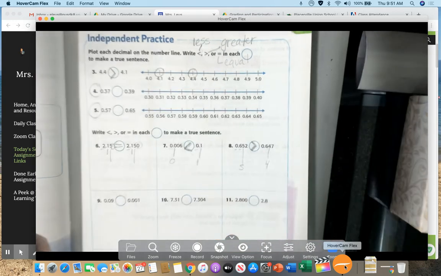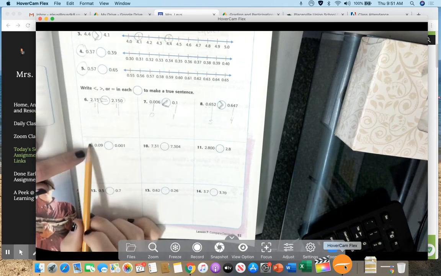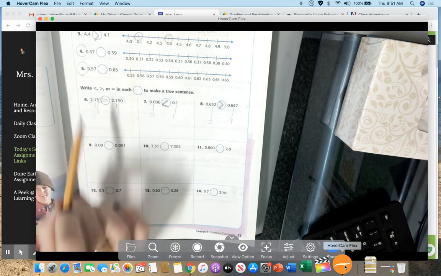All right, you guys, so you are going to complete your page. Again, this is on page 51. I want you to do number 4, number 5, and number 9 through 14. And then we will review this later.